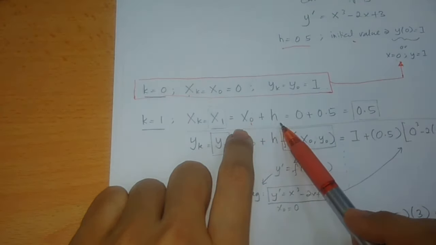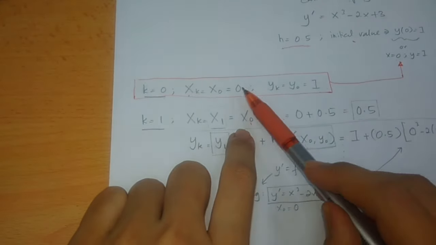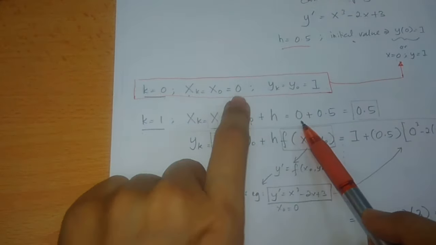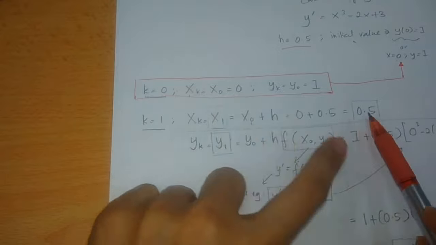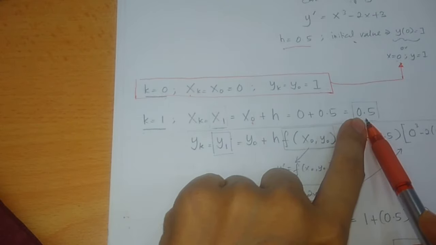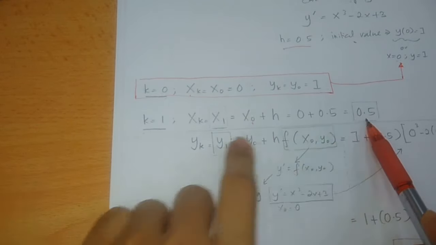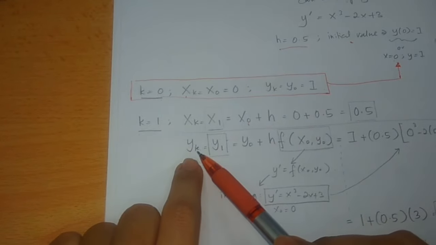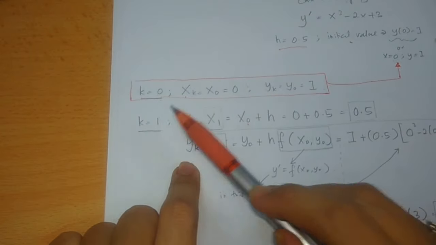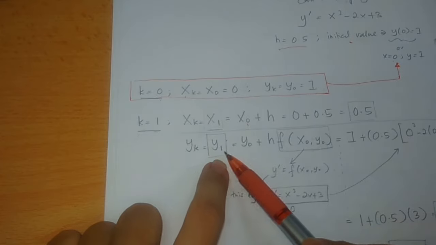So x0 plus h. x0 is from here, so 0 plus 0.5, you get 0.5 in here. Next, you find the yk. And because our k here is 1, we are trying to find y1.